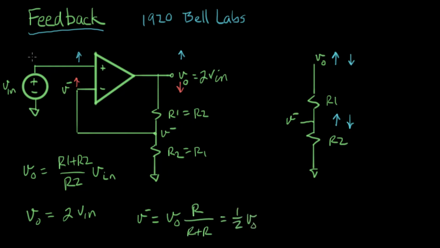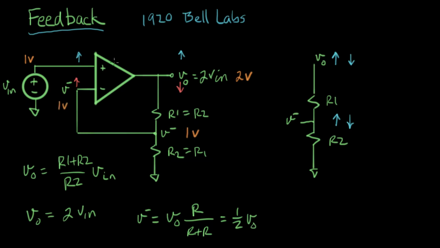So let's put a real voltage on here. Let's say this is at 1 volt. And going through our amplifier, we know that V out equals 2 volts. And that means that V minus equals 1/2 of V out. So V minus is 1 volt. So this is 1 volt here.